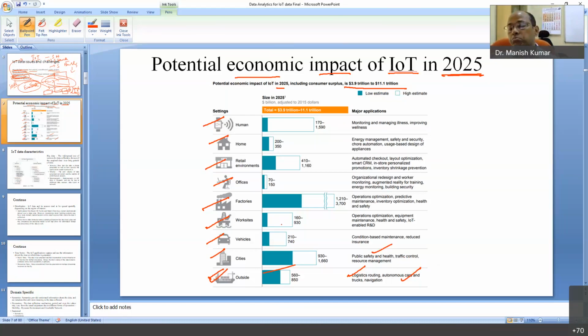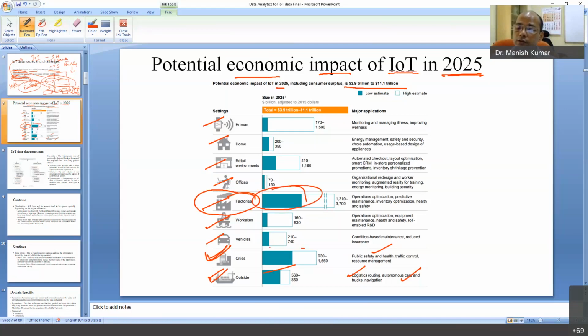The major boost will be in industry and factories, where you can see there will be a high boost in the next 4 years. Then, as you know, even our country is working on smart city projects. Allahabad is also one of the smart city projects which is going on, and we have done a lot of work in Allahabad in terms of smart city implementations.